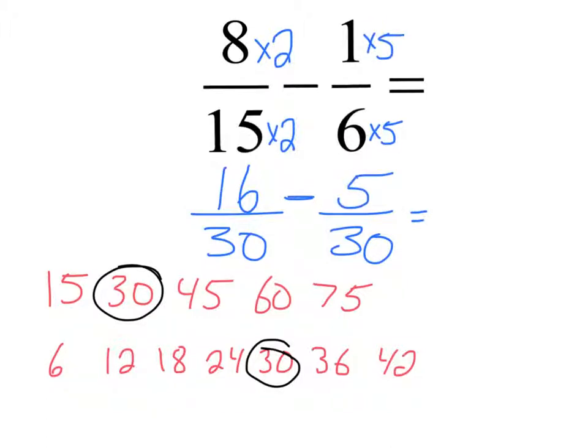And now I'm ready to go ahead and subtract. 16/30 minus 5/30 is 11/30. Then I check, can I simplify it? In this case, 11 and 30 don't have anything in common. There's nothing they can both be divided by. So 11/30 is my final answer.